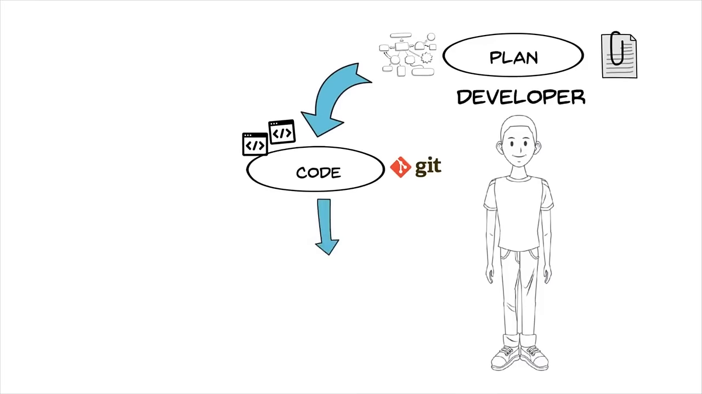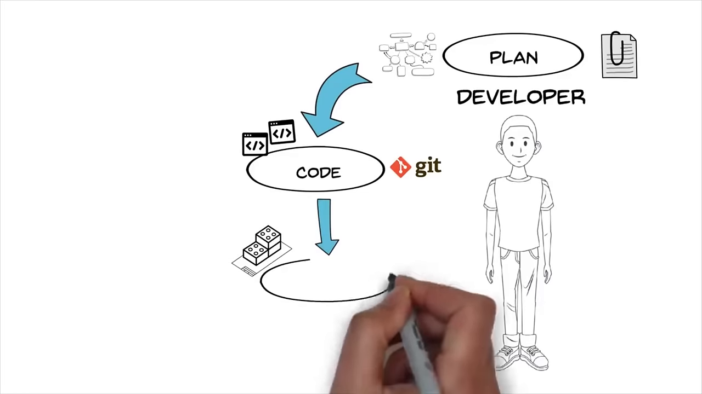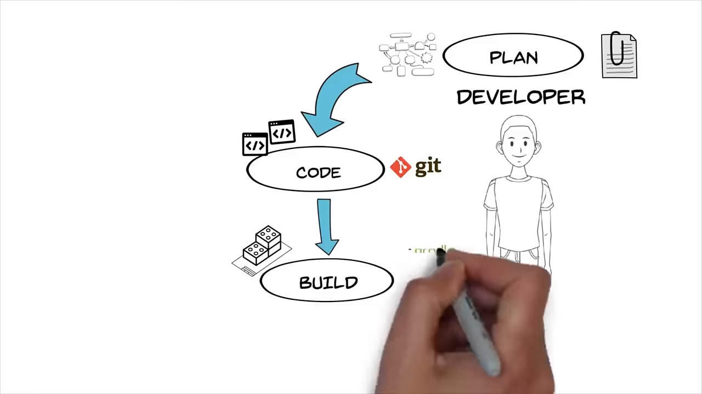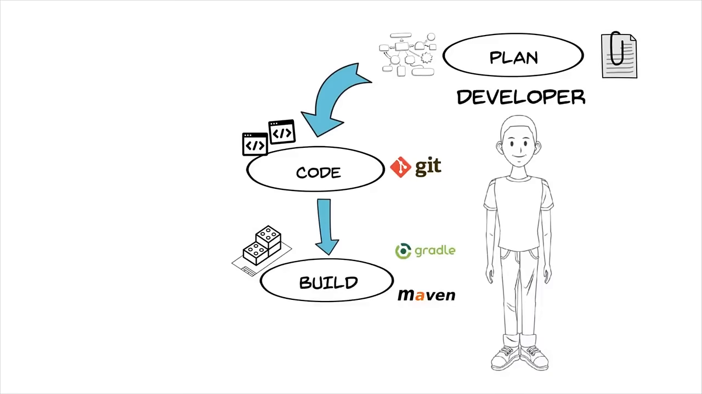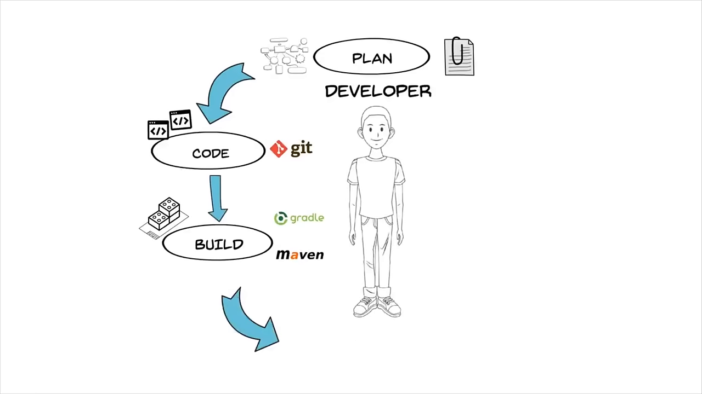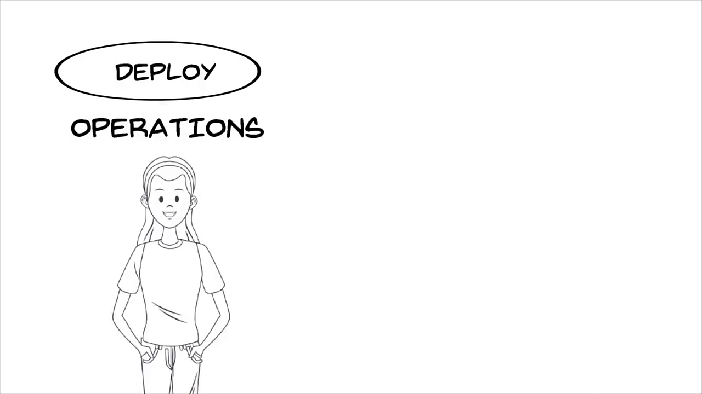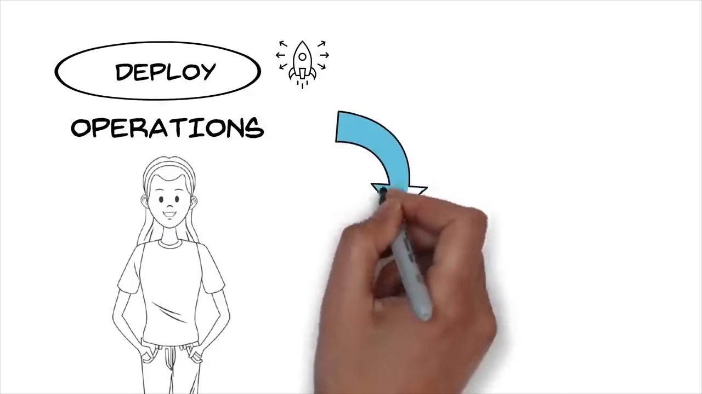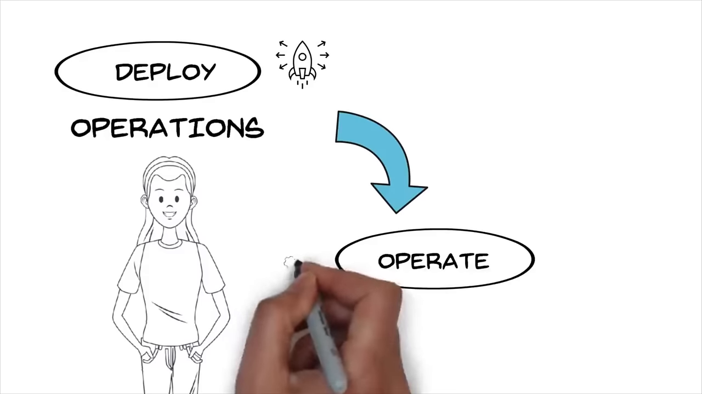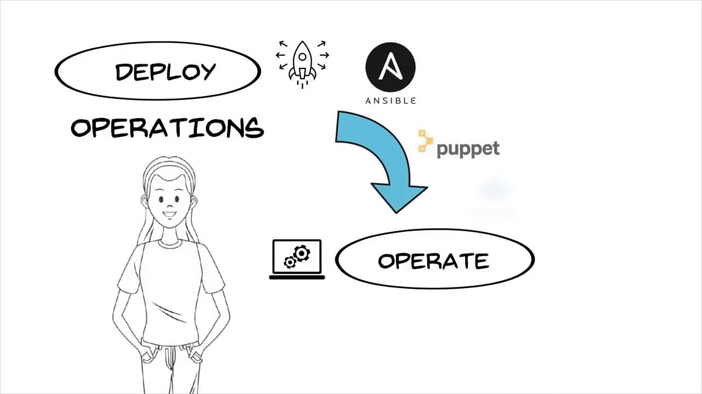Next, this code is fetched and made executable. This is the build stage. Tools such as Gradle and Maven will sort this out. Now, before deployment, the product is tested to catch any bugs. The most popular tool automating testing is Selenium. Once the products are tested, Mia must deploy it. The deployed product is then continuously configured to the desired state. Ansible, Puppet, and Docker are some of the most common tools used that automate these stages.